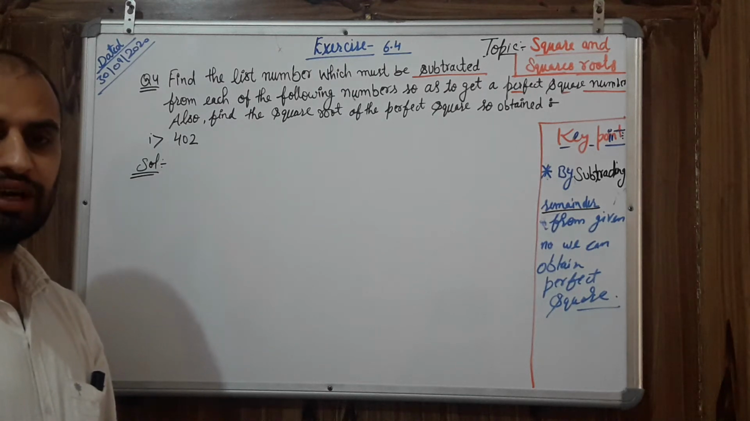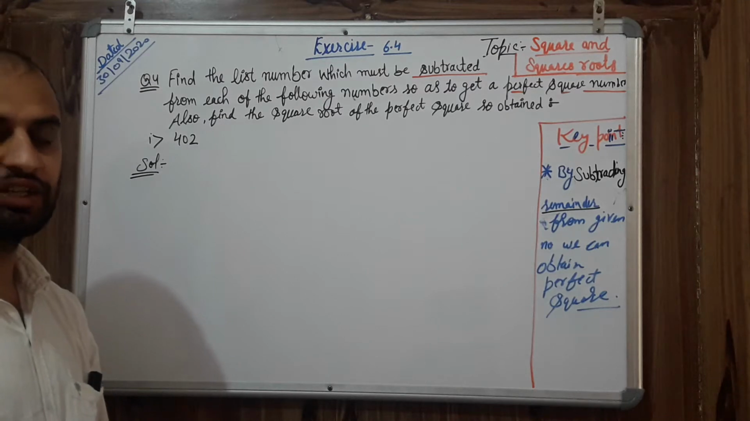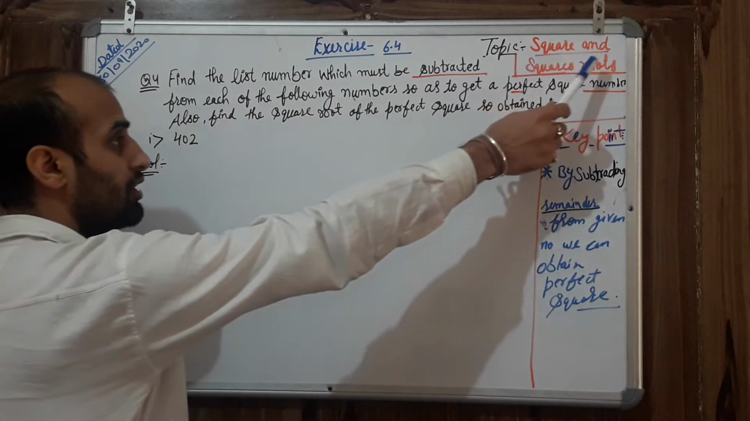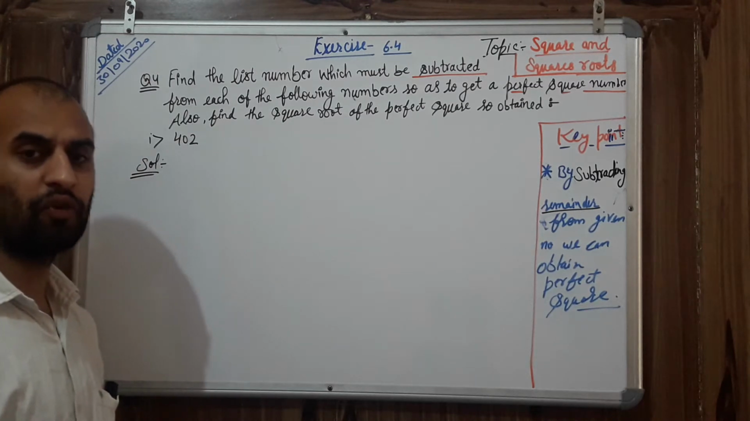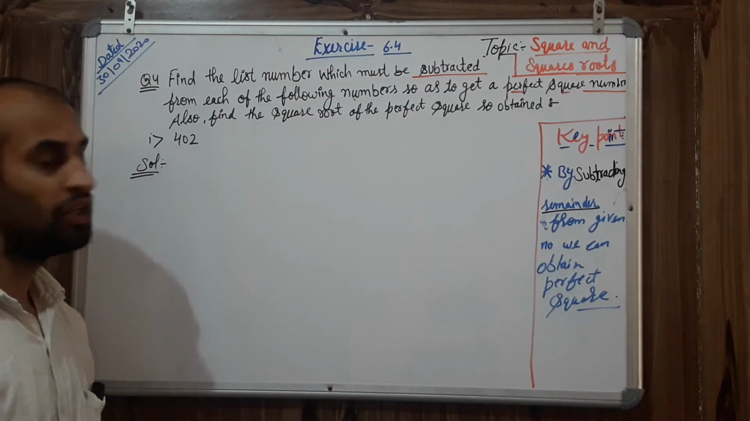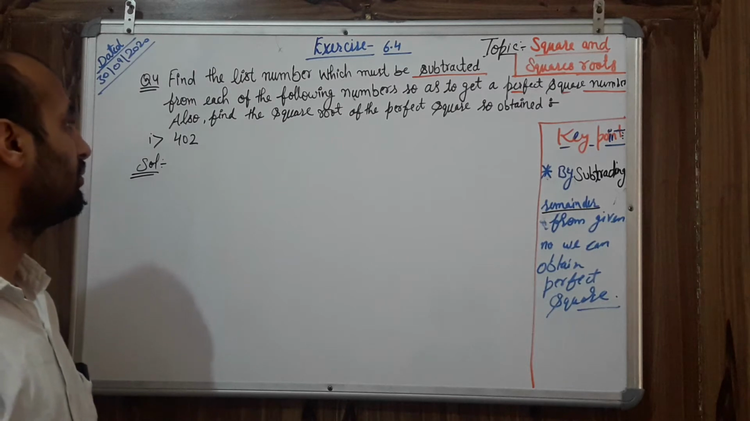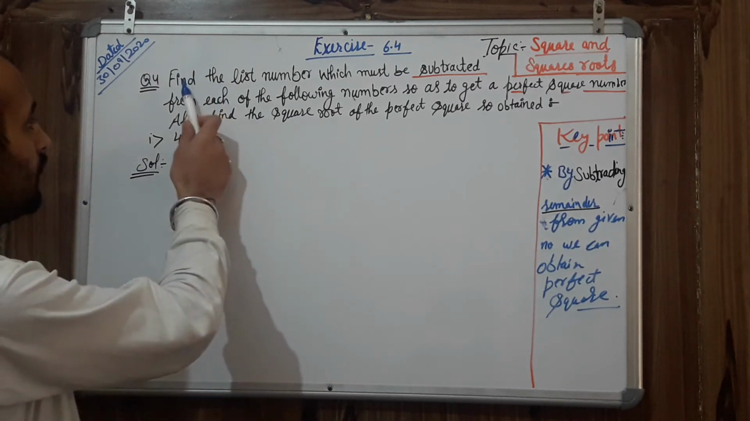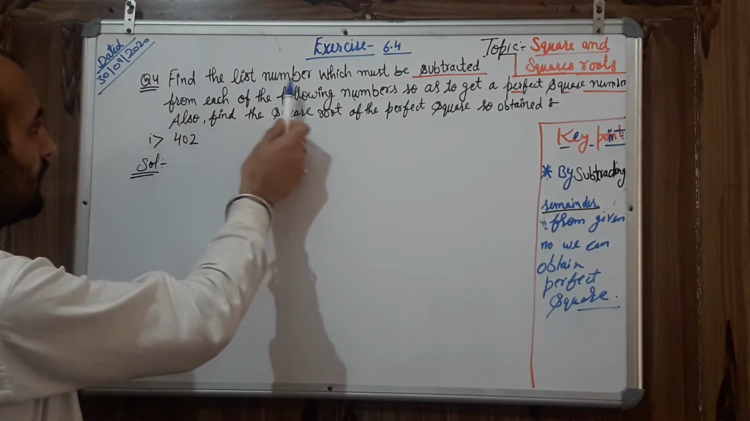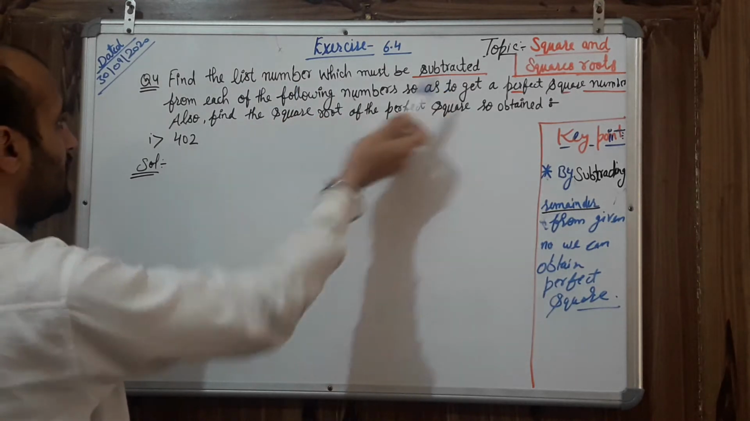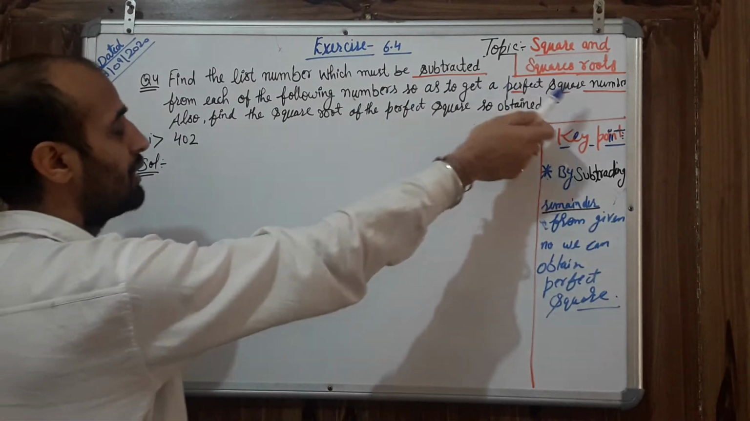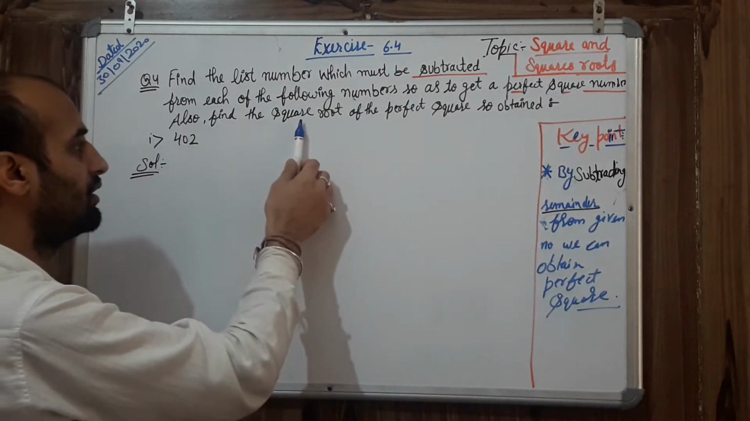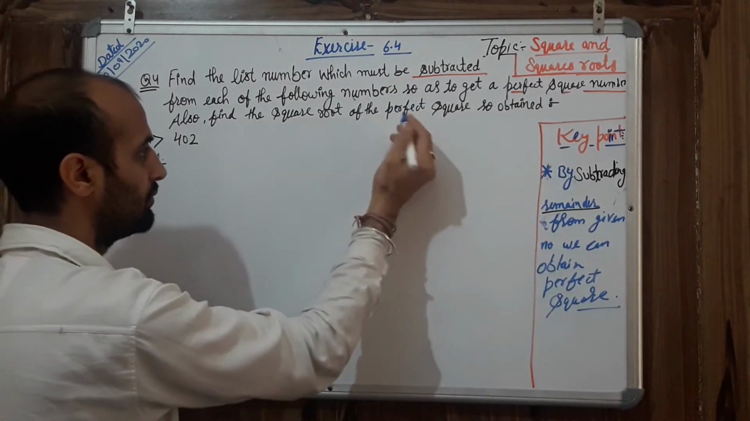As you all know, we are in chapter number 6 that is related to squares and square roots. So in exercise 6.4 we are dealing with the division method. Today in the division method we are going to learn how to find the least number which must be subtracted from the following number so as to get a perfect square number. Also find the square root of the perfect square number.